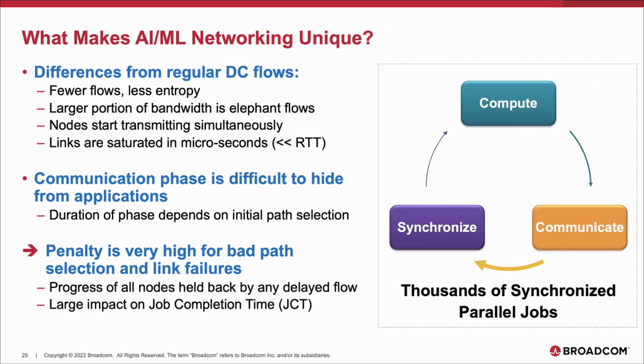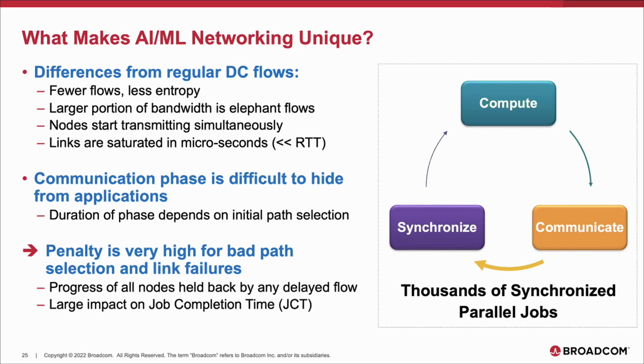So what makes AI ML networking unique? How is it different from standard DC workloads? One of the main things, if you look on the right-hand side, is that applications go through this repeating cycle: they do a large amount of compute, then they communicate the intermediate results, they synchronize, and then repeat this process over and over again.